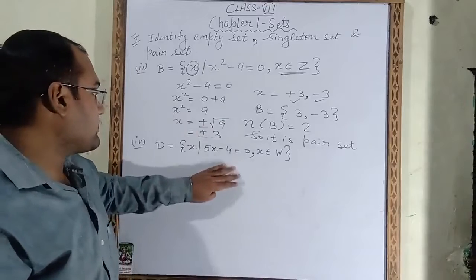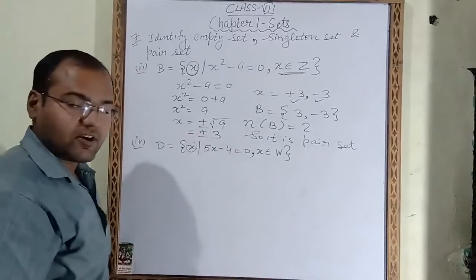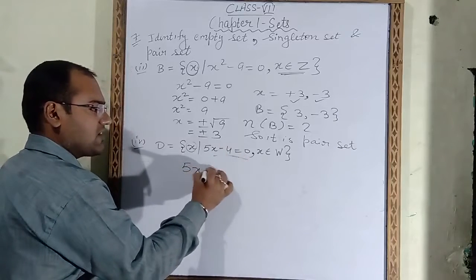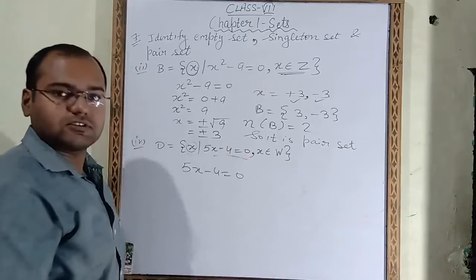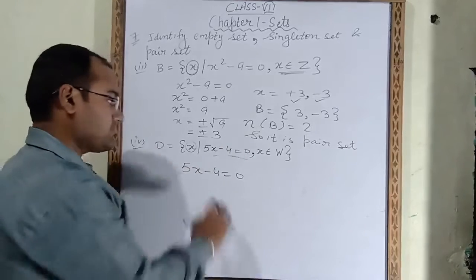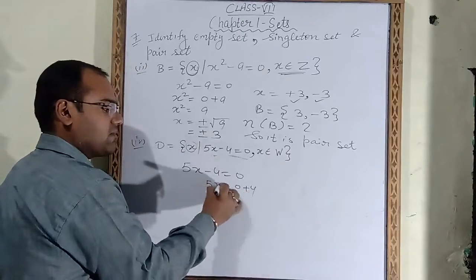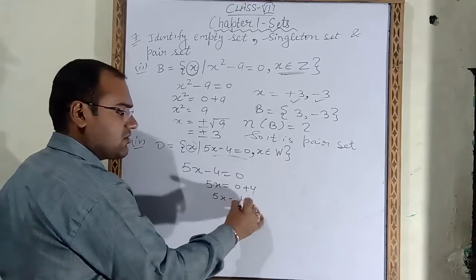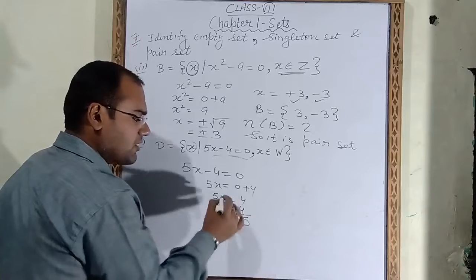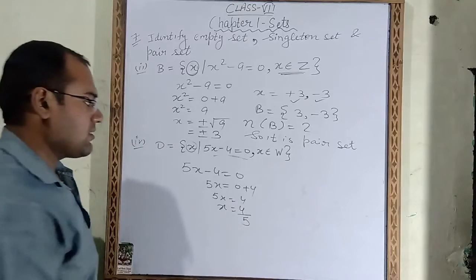Now come to this question. The D set is given. In the D set we have to write x. What is x? This statement is given. We will use this statement. The statement is 5x minus 4 is equal to 0. In order to find the value of x, we will solve it. This minus 4 we will bring to the right side. This will become 0 plus 4, and here it will be 5x. So 5x is equal to 0 plus 4, which is 4. x is equal to 4 upon 5.